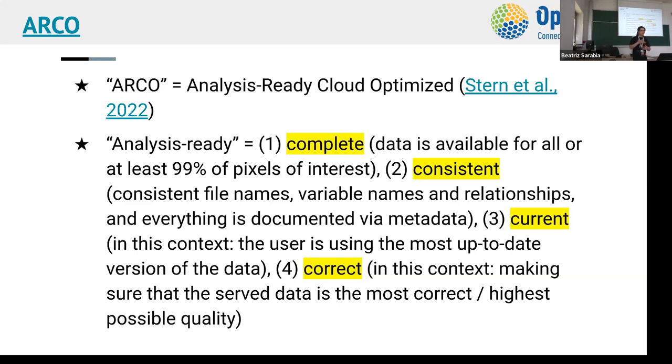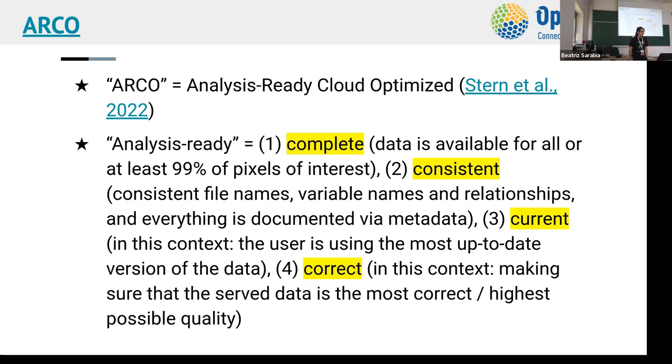Based on this conceptual idea, when we build our core data for the user, we can abstract a complete data set with at least 99% of the pixels of interest. Also consistent file names, variable names, and relations of the documents recording their metadata. I don't know if anyone here has really had to deal with the file name issue, where the file name is not consistent, so you cannot access your legacy data, and you have to deal with renaming all the time. It's a pain, no?